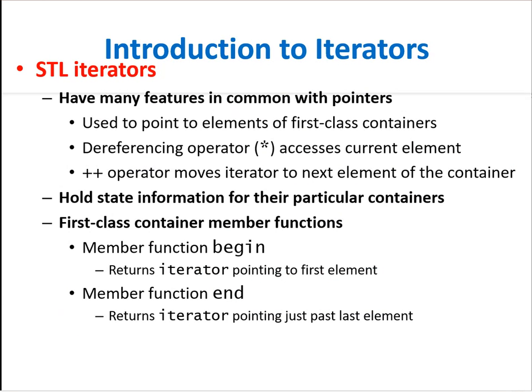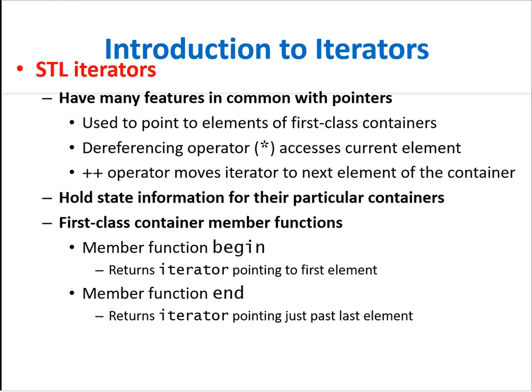The dereferencing operator accesses the current element. Star is a dereference operator. It is used to access the current element. And STL iterators also support the plus plus and minus minus operators to move the iterator to the next element of the container. It holds current state information for its particular container. First class containers have member functions such as begin and end to manipulate the elements.